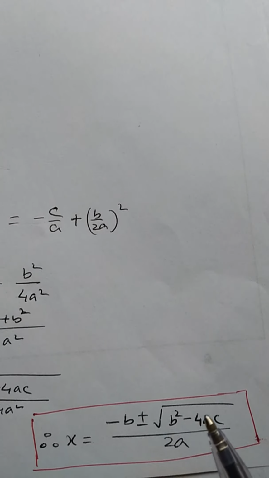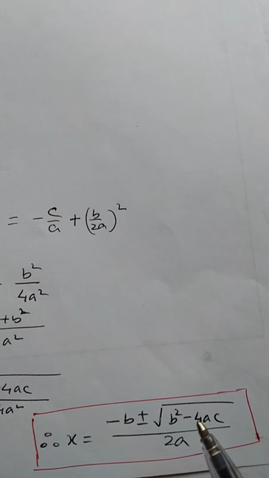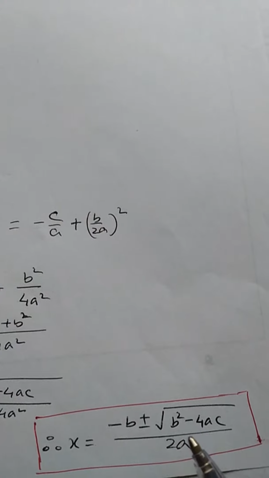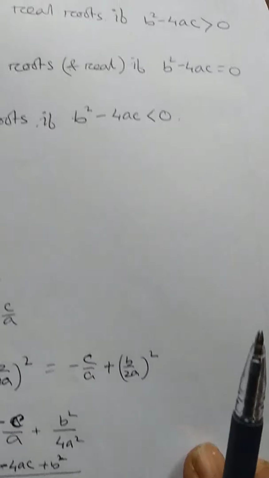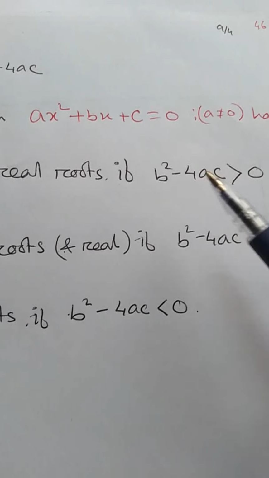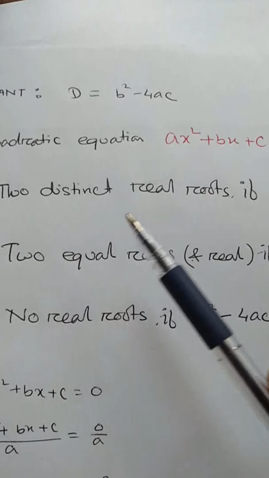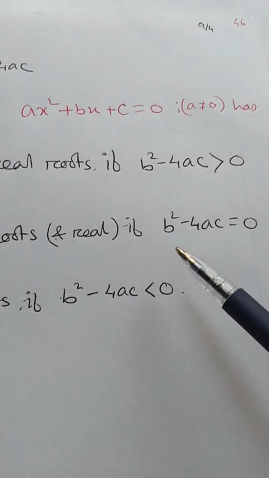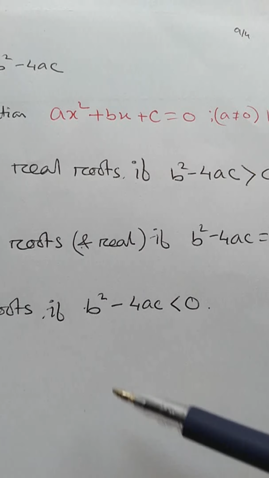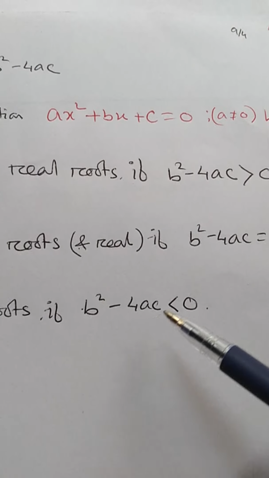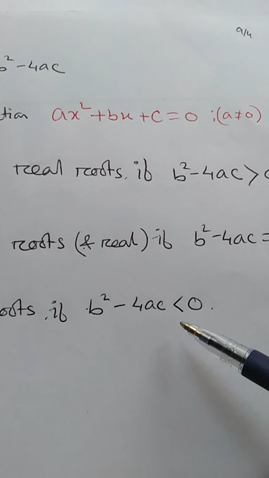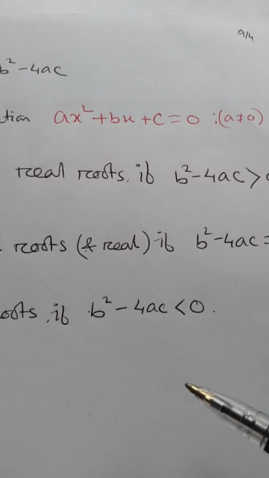Because if it is less than 0, then we will not get real roots, and depending upon this condition we have nature of roots, which we have also discussed earlier. That is, if b square minus 4ac is greater than 0, then we can have two distinct and real roots, and if b square minus 4ac is equal to 0, then we can have two equal and real roots. And thirdly, if b square minus 4ac is less than 0, then we don't have real roots.